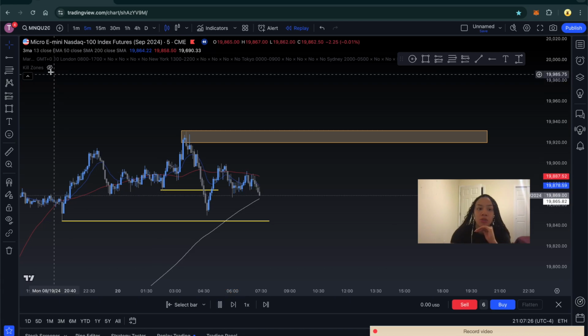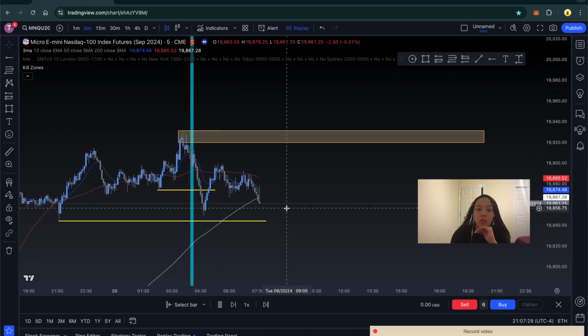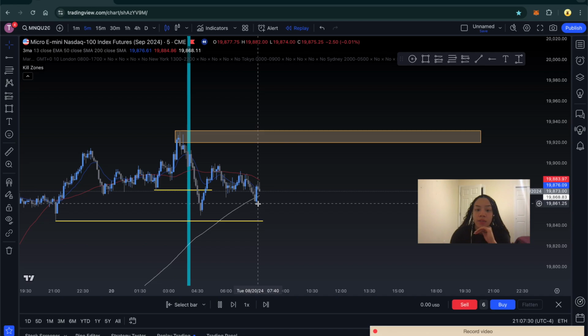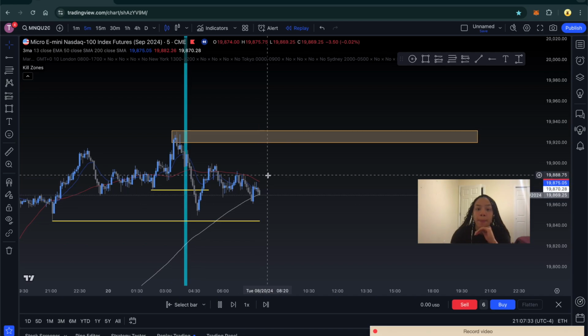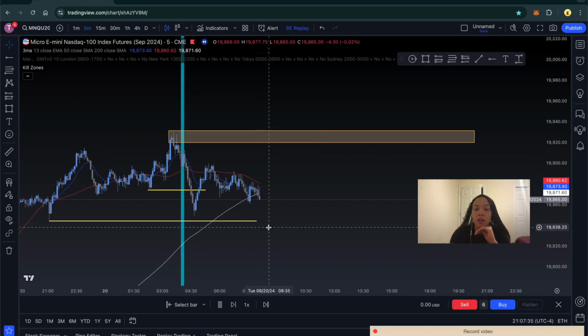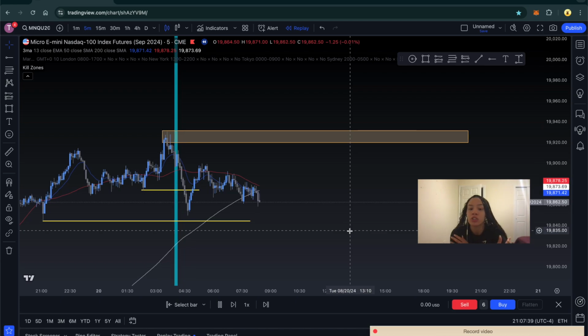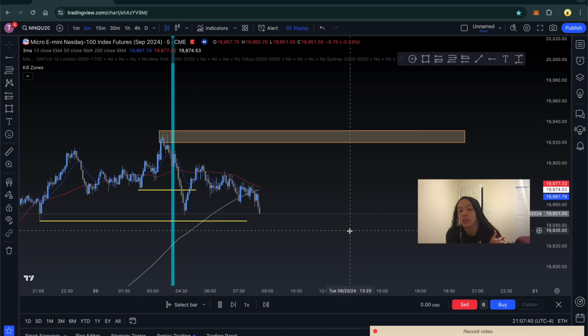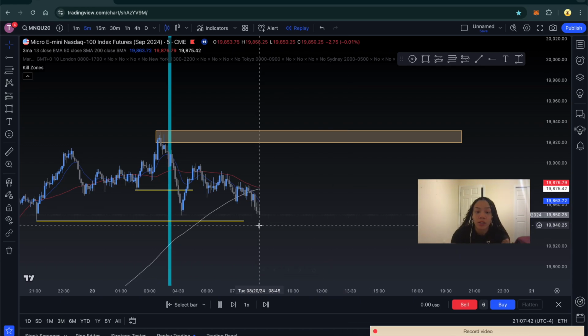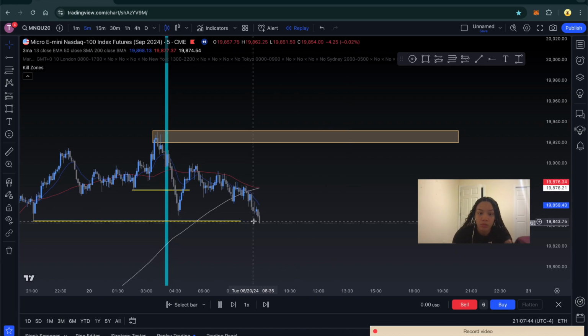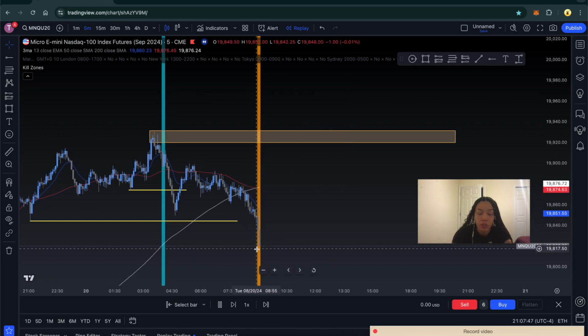Our kill zones, we're at 7:40, 7:45. I'm still waiting. Like I said, besides training your eyes, it's really just patience. So now we're going into filling this yellow gap. Now we just broke that structure.